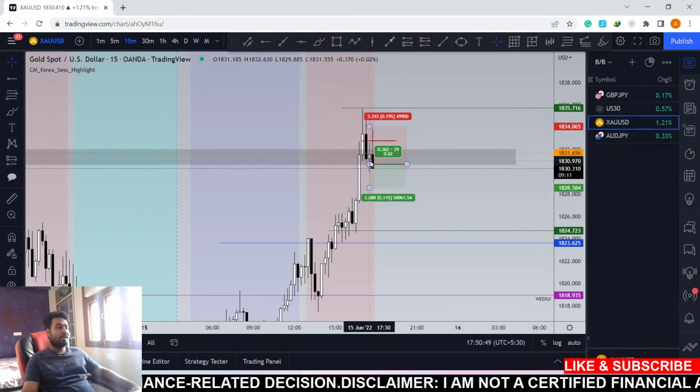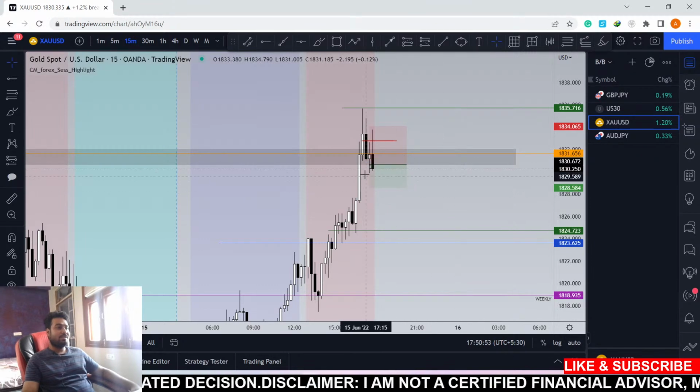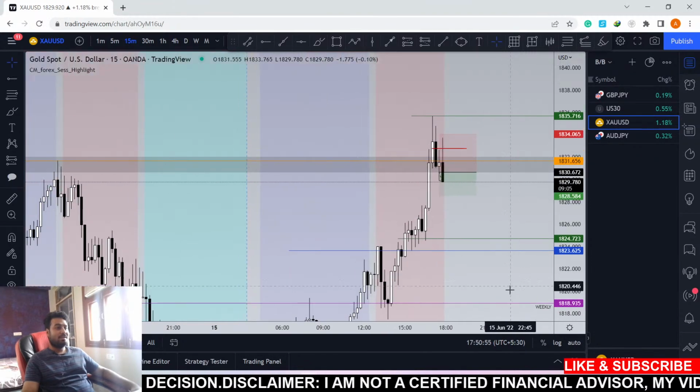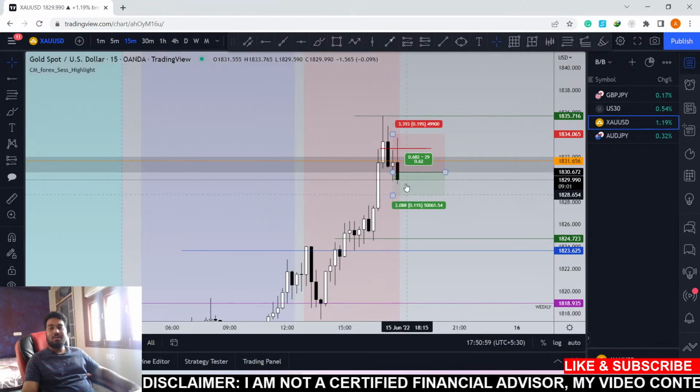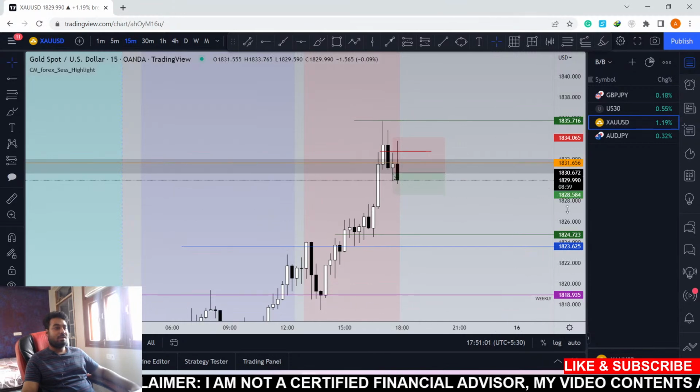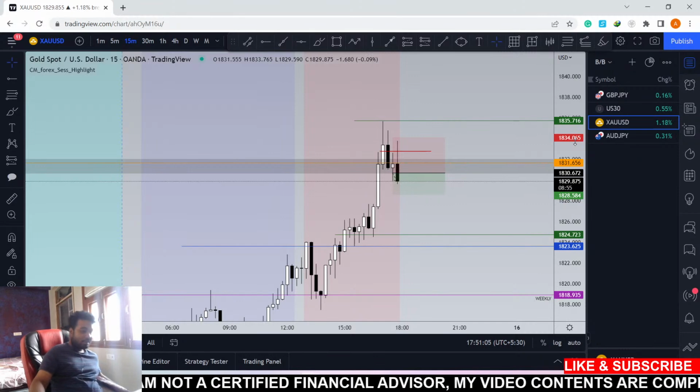The thing which I was expecting by this candle, this candle is doing it. It is about to come down and hit the take profit, but okay, that is fine. Sometimes you have to be satisfied.